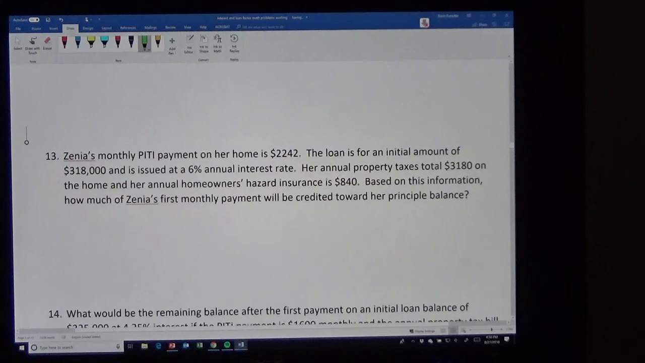Alright, that's a pretty good stopping point for this video, and we'll come back in a subsequent video and pick it back up with number 13.